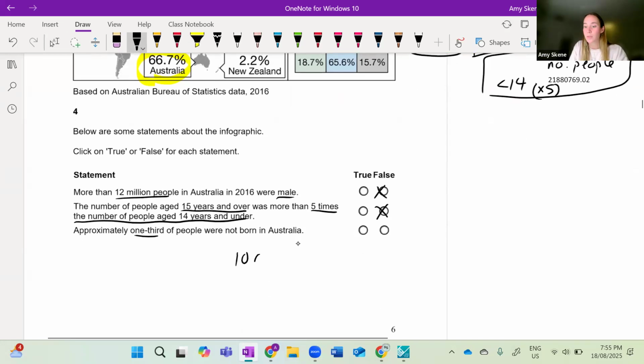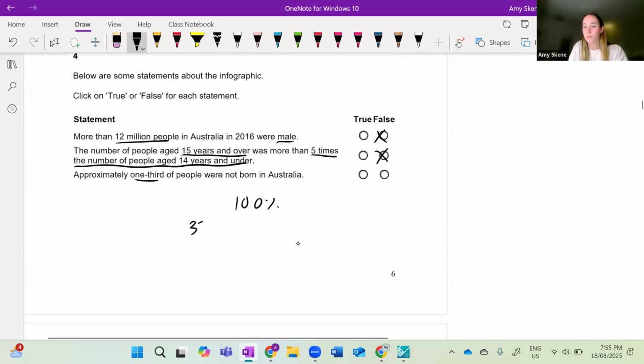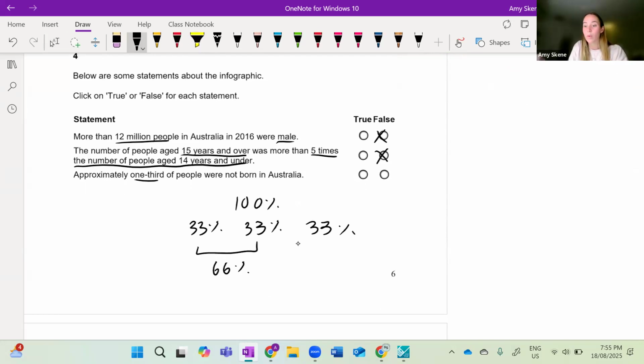So 100% is made up of 3 blocks of 33%. If you doubled 33%, you would get 66%. And that is roughly the amount that it showed us that were born in Australia. And therefore, the last third approximately were not born in Australia. So that one's true.